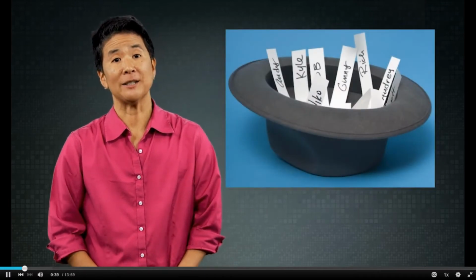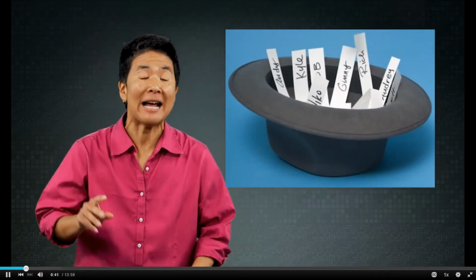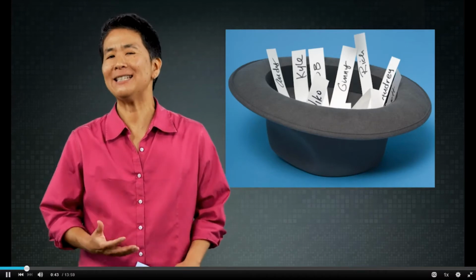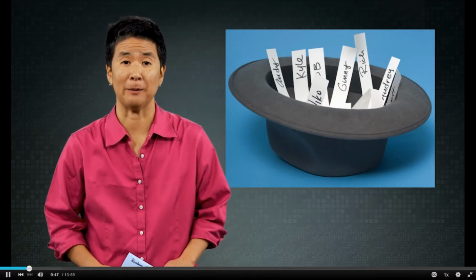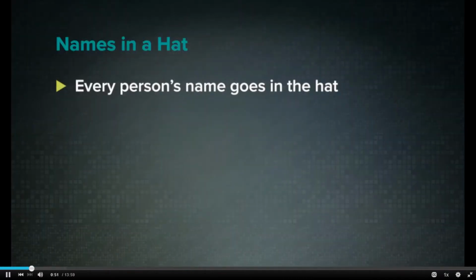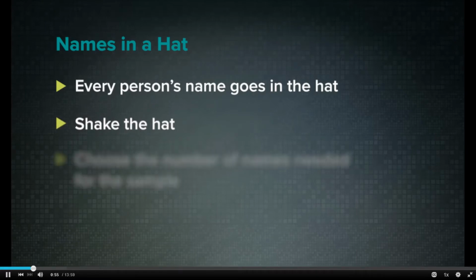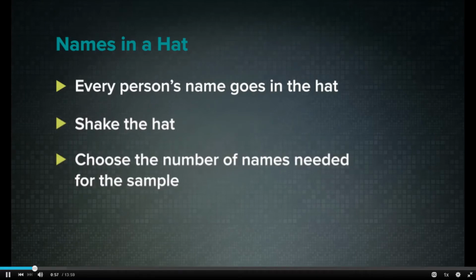In other lessons, we discussed the names in the hat method. This is the easiest way to obtain a good SRS, or simple random sample. Given a population, every person's name goes in the hat. Next, you shake the hat. Then you choose the number of names needed for the sample.